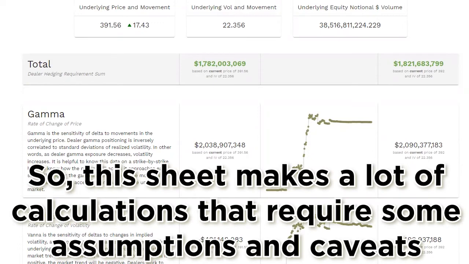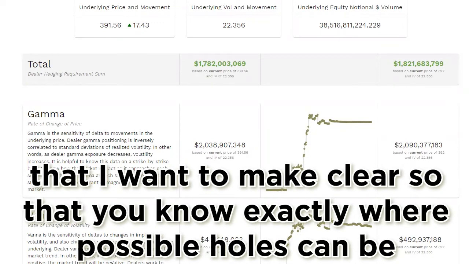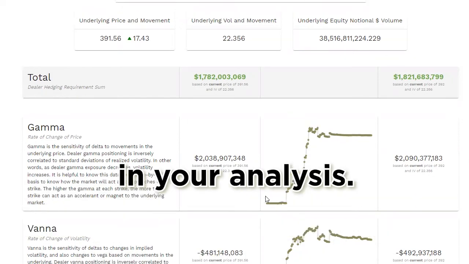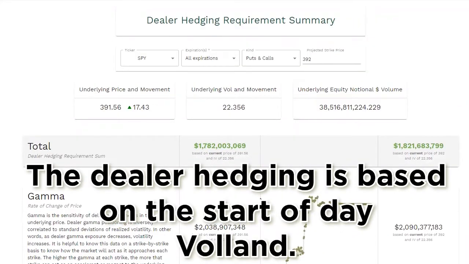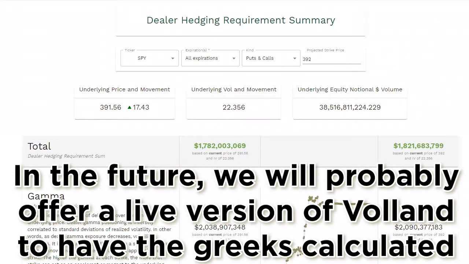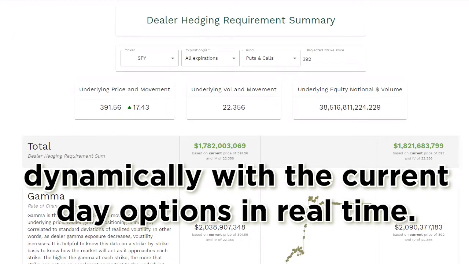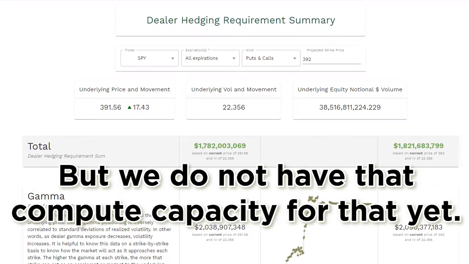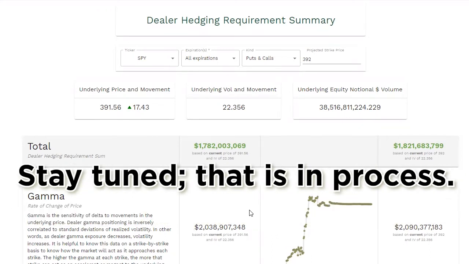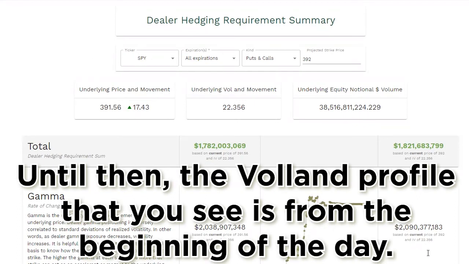So this sheet makes a lot of calculations that require some assumptions and caveats that I want to make clear so you know exactly where possible holes can be in your analysis. The dealer hedging is based on the start of day Volland. In the future, we will probably offer a live version of Volland to have the Greeks calculated dynamically with the current day options in real time. But we do not have that compute capacity for that yet. Stay tuned, that is in process. Until then, the Volland profile you see is from the beginning of the day.